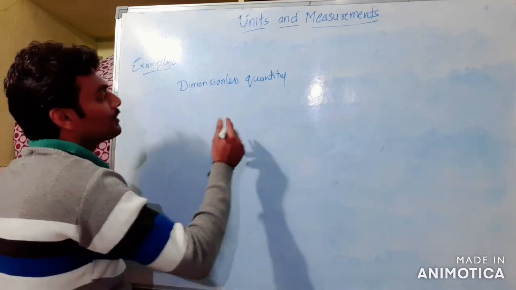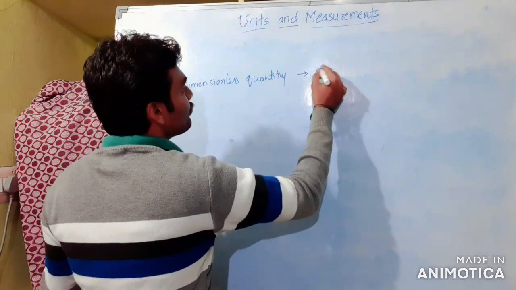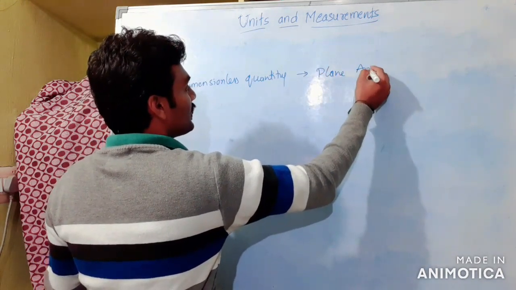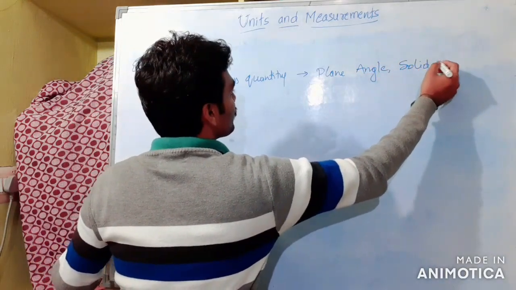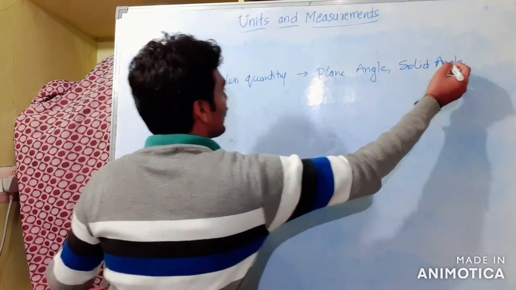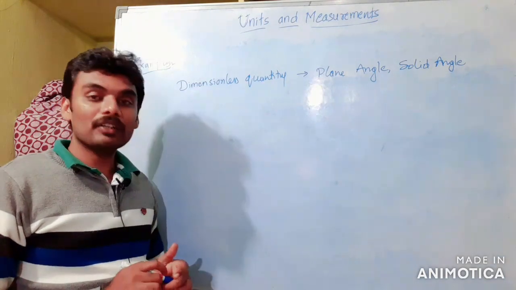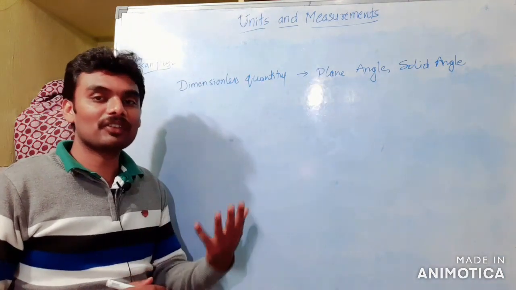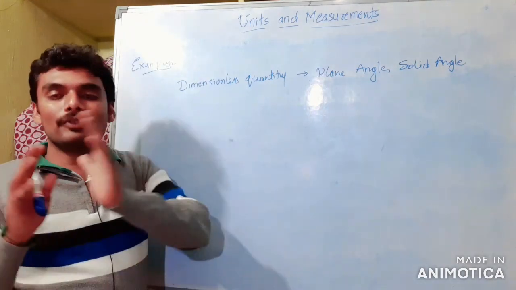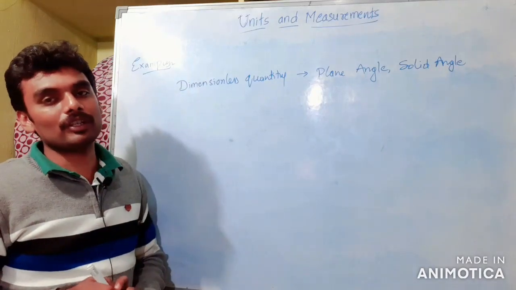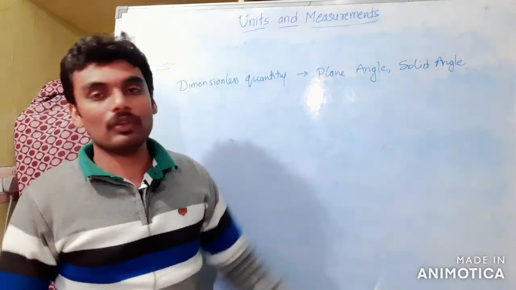So if you are asked to get the dimensionless quantity, then one of the examples is plane angle. Plane angle and solid angle are the examples for dimensionless quantities. And there are no quantities without unit. Quantities are physical quantities which we can measure. Whenever you measure, you will have a certain unit associated with it, right? So an example for a dimensionless quantity is plane angle, solid angle.